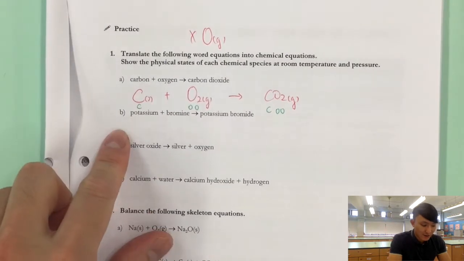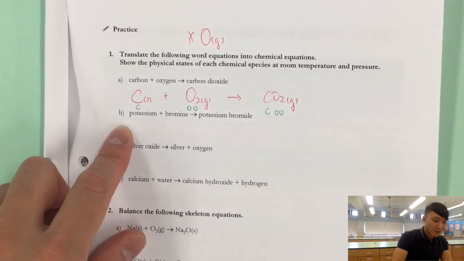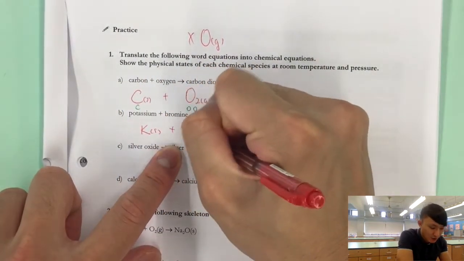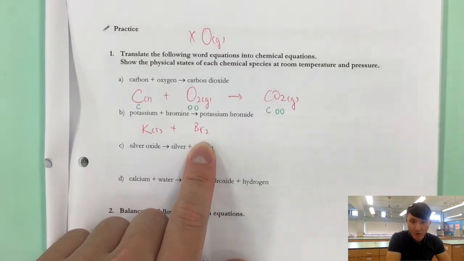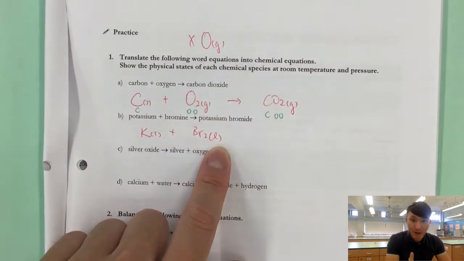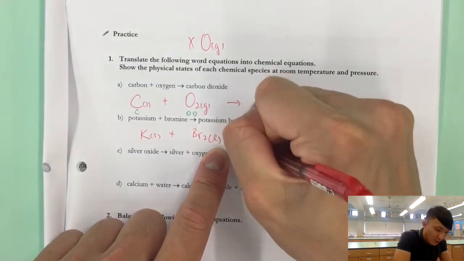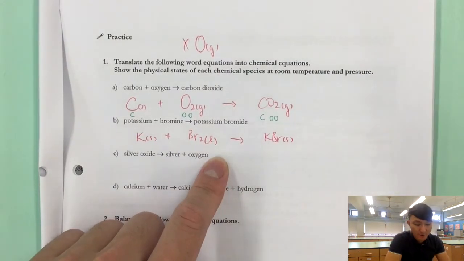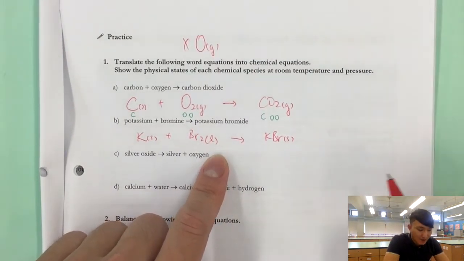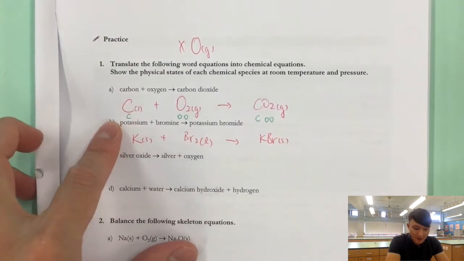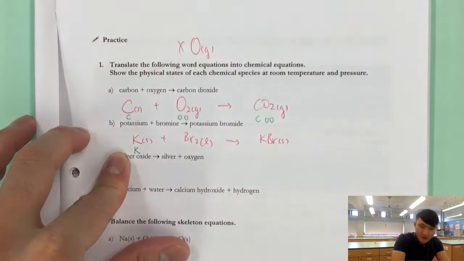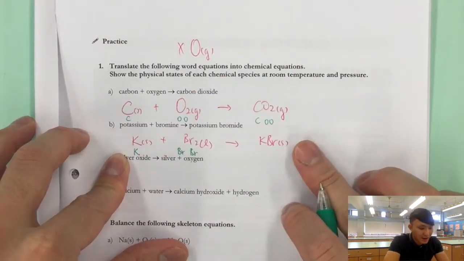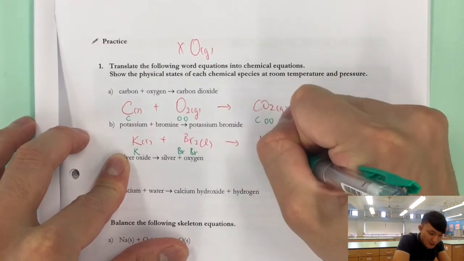Now, let's look at B here. So potassium is K. Potassium is a solid. Bromine, Br2. Again, bromine must be Br2, not just Br. And it is a liquid, if you remember. Bromine is a liquid. And they form potassium bromide, KBr, solid. Okay, KBr. Okay? Now, at this moment, we do something similar. We have 1 potassium atom on the left, 2 Br on the left as well. On the right-hand side, we only have 1 K, 1 Br.